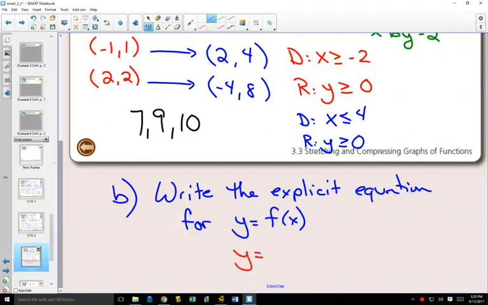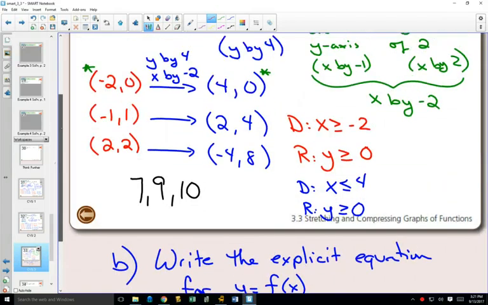Y equals, do you recognize the shape of that one? It's our square root graph, right? So we got our square root graph. Would there be things happening inside or outside of that function? Inside. What kind of things inside? Plus 2, because the square root graph has been moved 2 to the left. Does that match with our red graph that we started with?